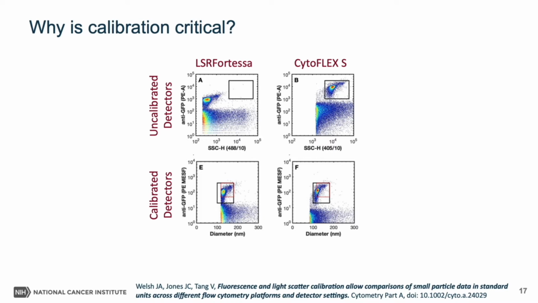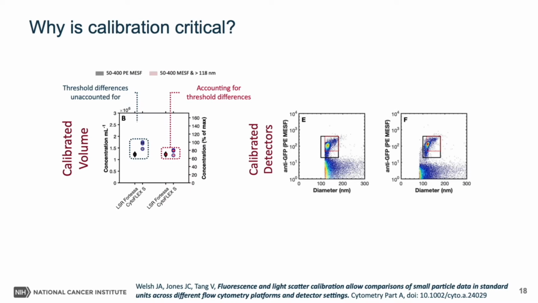This demonstrates the problem of comparing data using arbitrary units. If, however, we calibrate the fluorescence parameter to molecules of equivalent soluble fluorophore and the light scatter parameter to diameter, you can see that the same gate drawn across both flow cytometers is effective. So now with our calibrated units, when we want to report concentration, we can see that the LSR Fortessa actually wasn't able to detect all of the virus. We were clipping some of the virus due to the side scatter threshold.